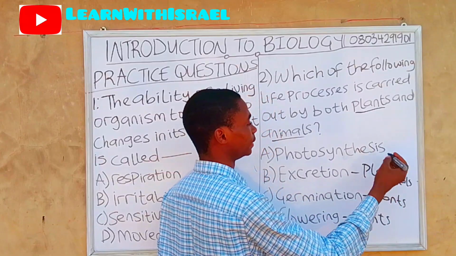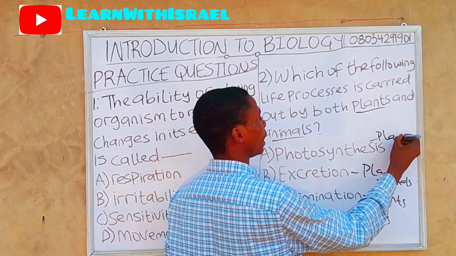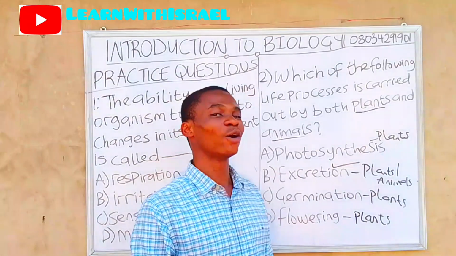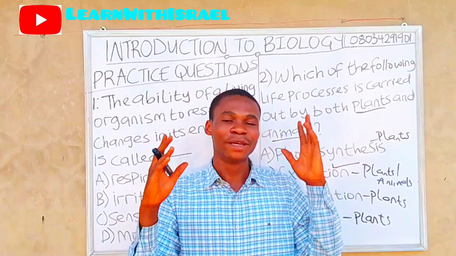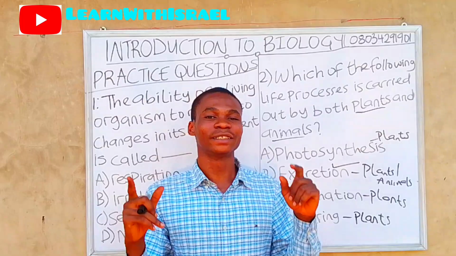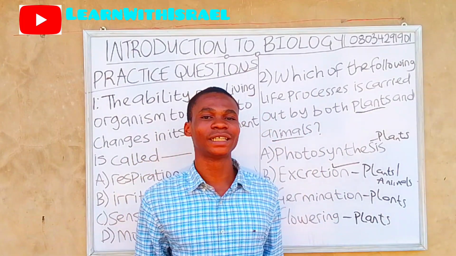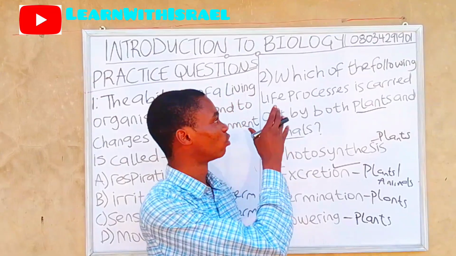But photosynthesis is carried out by plants. So you can see that excretion is the appropriate answer. That's how you eliminate questions. Make sure you learn how to eliminate questions in JAMB. It's very essential, especially in MCQ questions.